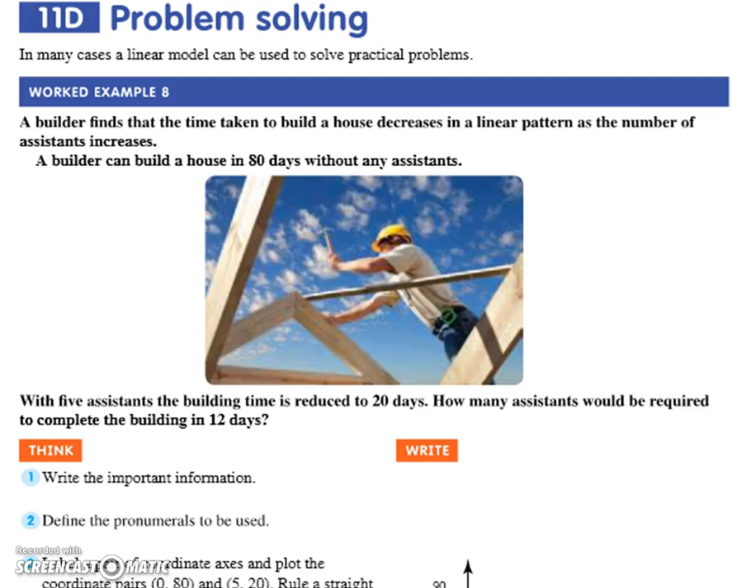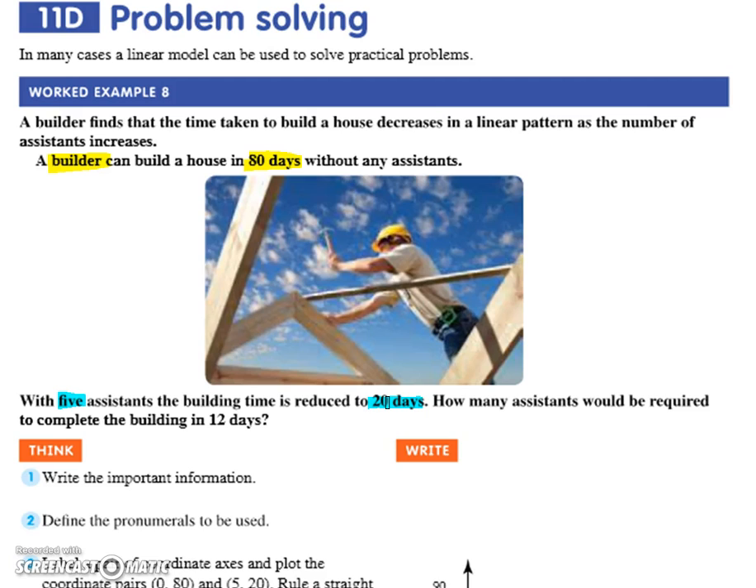With 5 assistants, the building time is reduced to 20 days. So one person, 80 days. Then you've got 5 people, 20 days. The question is, how many assistants would be required to complete the building in 12 days?